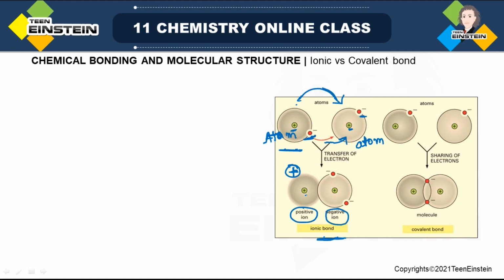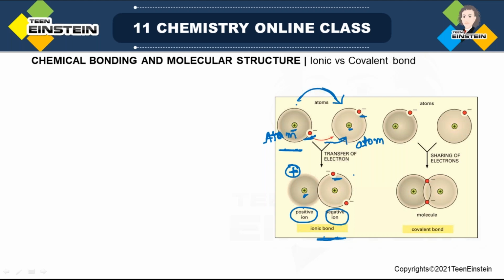Don't be confused with the positive charge of the nucleus, that is completely different. This positive charge is because of loss of electron, and there is negative charge generation in the right hand side atom. So the interaction between these two species, one positively charged and another negatively charged, an electrostatic interaction between these two oppositely charged species, that interaction is actually ionic bond.